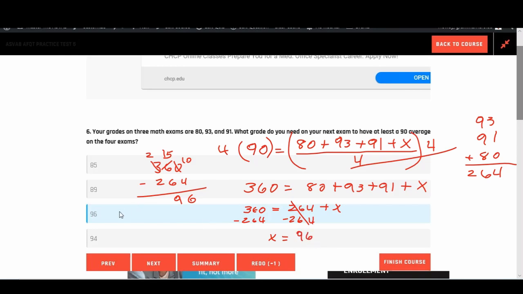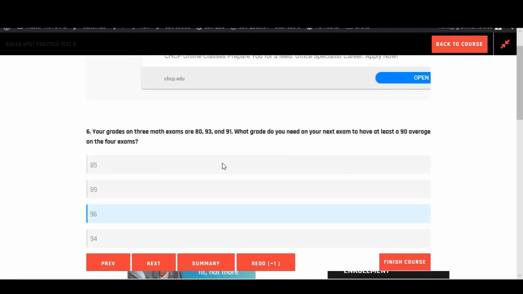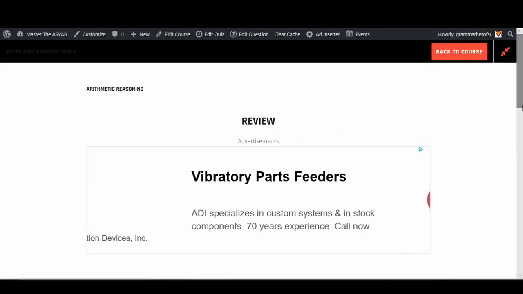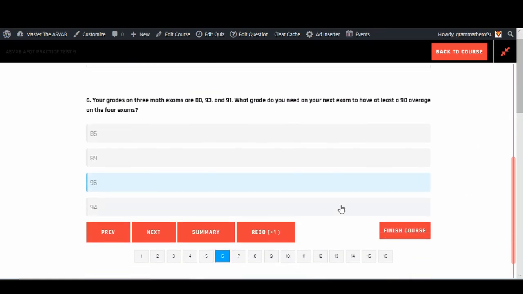So we can see that x is going to be 96, which means that in order for you to obtain a 90 average in the class, you have to obtain a 96 on the 4th quiz grade. Okay? And again, you will see problems like this a lot, at least once on the ASVAB. So get used to doing problems like that. That said, let's go ahead and move on to the next problem.